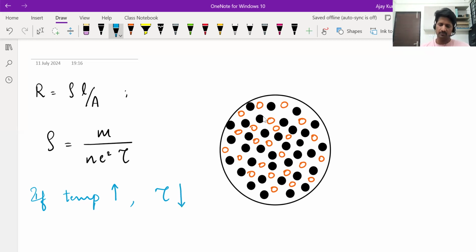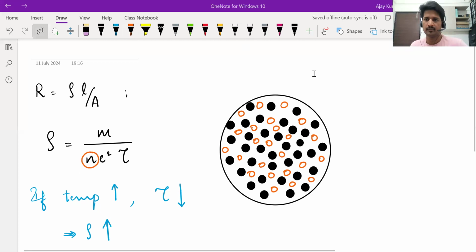And if relaxation time decreases, what happens to resistivity of the material? In the formula for resistivity, relaxation time is in the denominator. If it decreases, resistivity has to increase. In fact, there is this other factor also on which resistivity depends. Can one of you quickly tell me what N stands for?